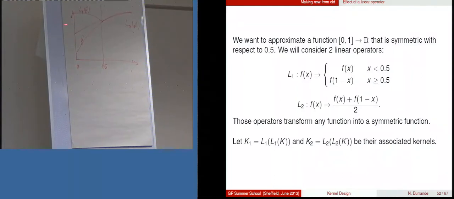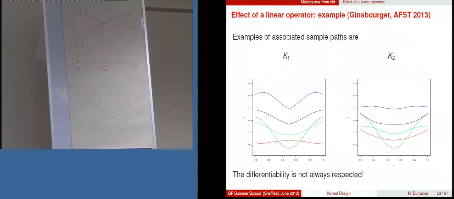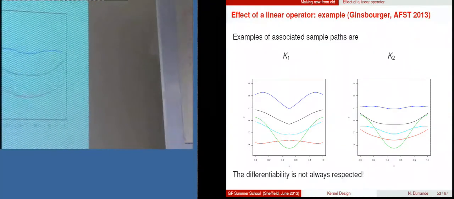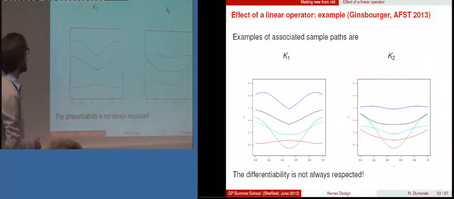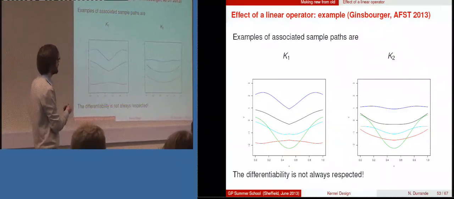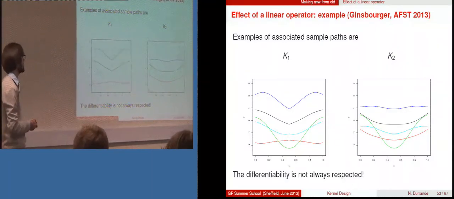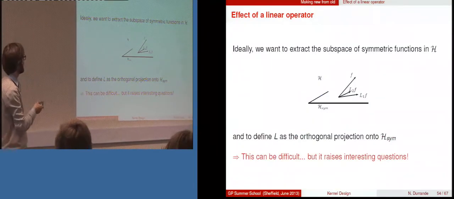Now using these two transformations, L1 and L2, we can define two new kernels and see what happens when we simulate the sample paths from these kernels. Here we can see that the original regularity of our process is kind of broken, but we end up with sample paths that satisfy the condition we wanted in the beginning. And with K2 it's kind of better, because the regularity of our process is respected.